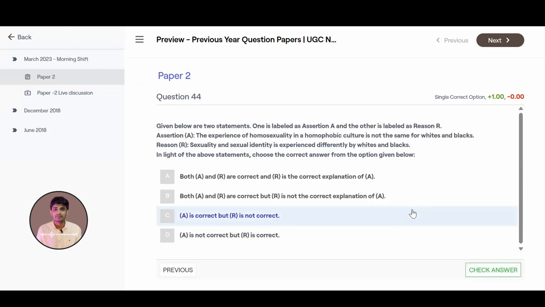All right. It takes us to question number 44. Again, it's an assertion-reason type question. Given below are two statements. One is labeled as an assertion, the other is labeled as reason. A: The experience of homosexuality in a homophobic culture is not the same for whites and blacks. Reason: Sexuality and sexual identity is expressed differently by blacks and whites. Give me the answer. 10 seconds. Think quick.